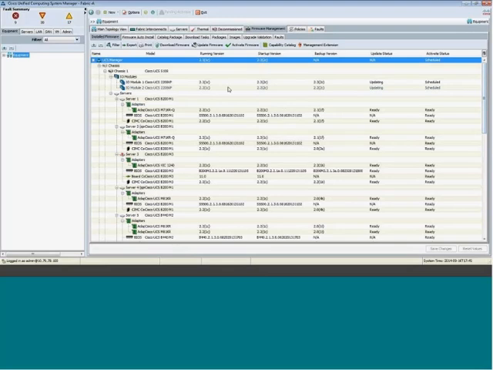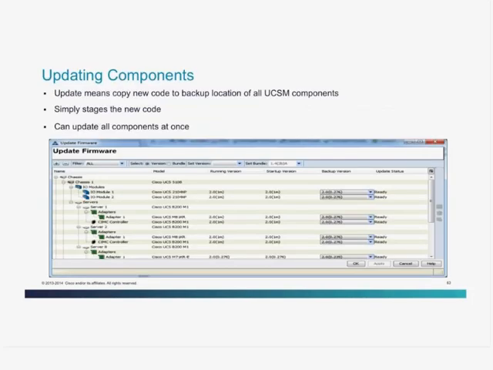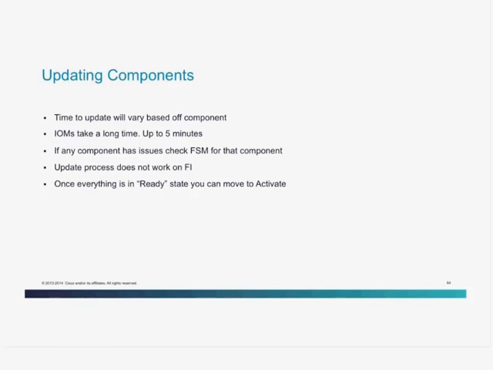So while this is being done, we can also have a look at the slides once again to recapitulate what we did. Okay, so this is what we followed. You can go to the update firmware section and then expand the list and select all the components that you want. We are following the order described by the upgrade guide, so we selected the IOMs and then we activated it. So we said sometimes it can take a little bit of time. The update process does not work for the FI or the UCSM. So that's what we did.